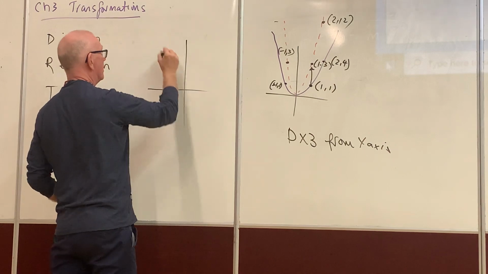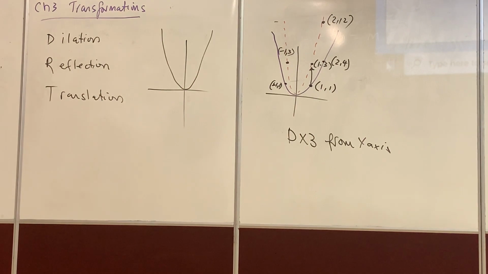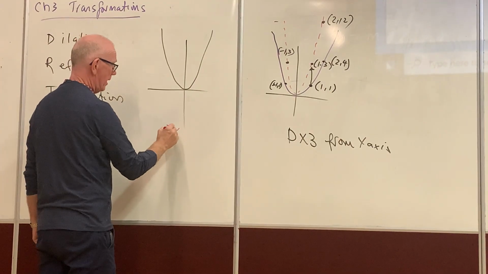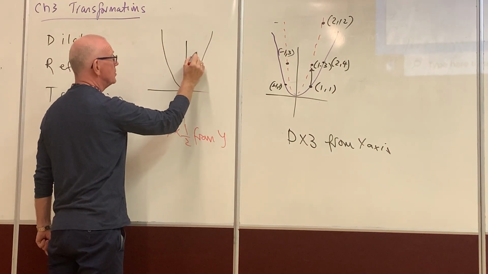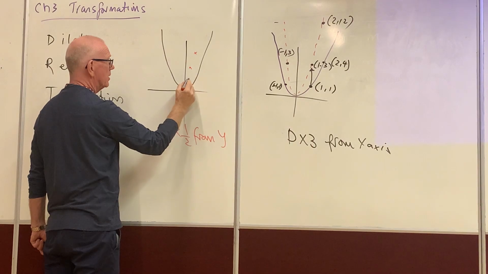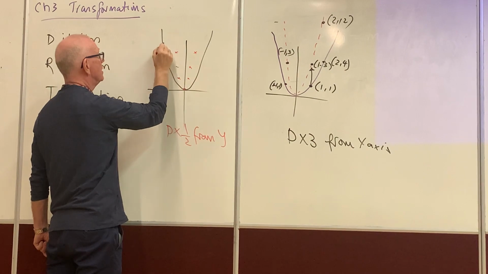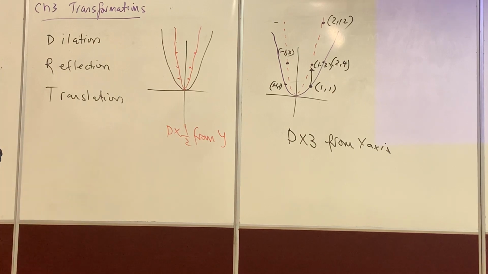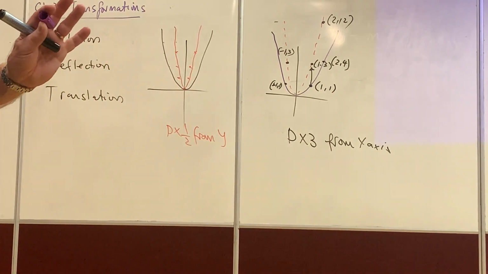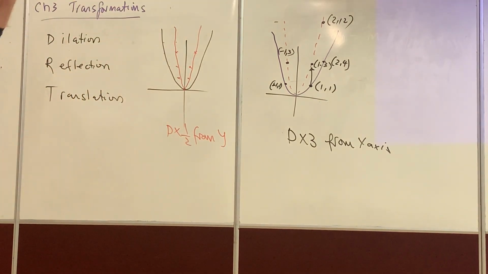If I had the same parabola and I had a squash towards the y-axis, so a dilation by a factor of a half from the y-axis, that goes to there, that goes to there, that stays there, that goes in, that goes in, end up with that parabola. Can you see our problem? They are totally different dilations. One is changing the y values, one is changing the x values. Can you see our problem?